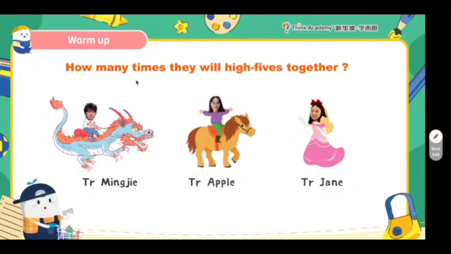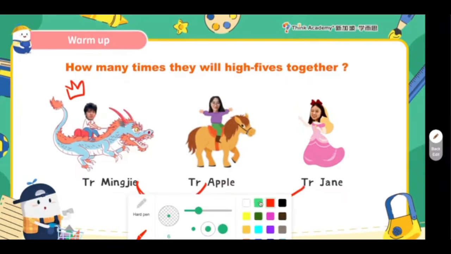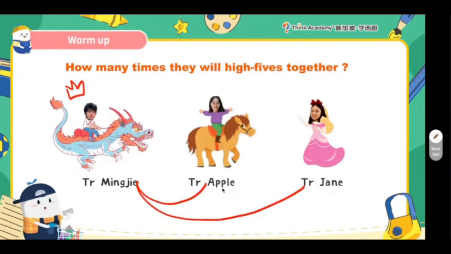But before that, everyone, let's firstly think about how many times they will high five with each other. This time we can just firstly find a king to start with. We can start with the first king, Teacher Mingjie. Teacher Mingjie will high five with Teacher Apple and then Teacher Jane. So this time, no more that we can high five with.